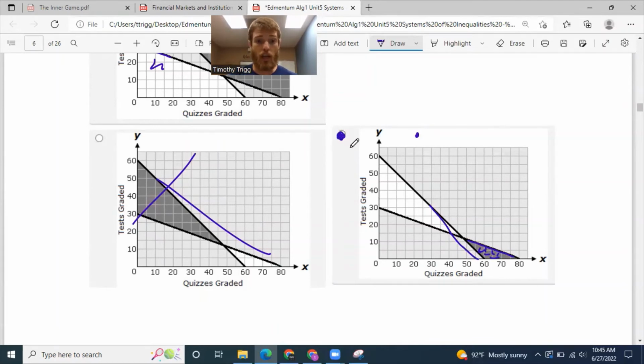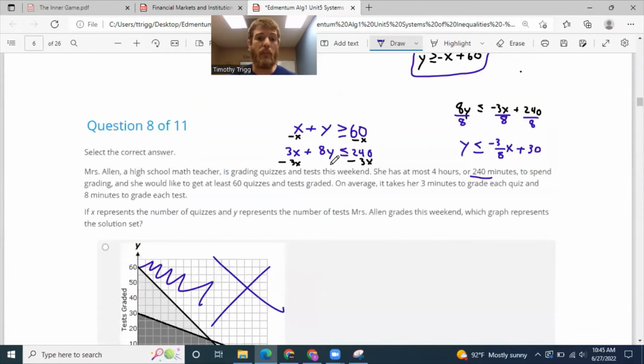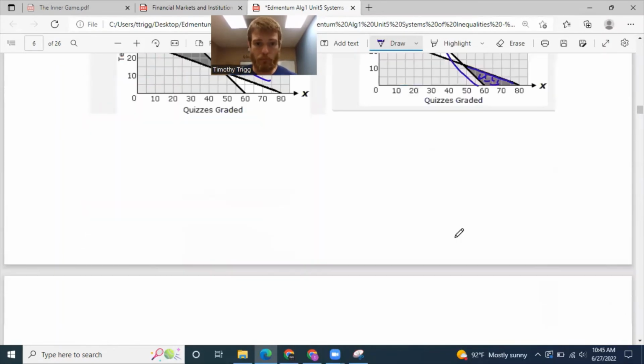And you could always check by checking one of the coordinate points from this section. So any coordinate point in the double shaded region, you can plug it in and see if it works for both inequalities. So you can see like 60, 5 will work for both of these inequalities, for example.